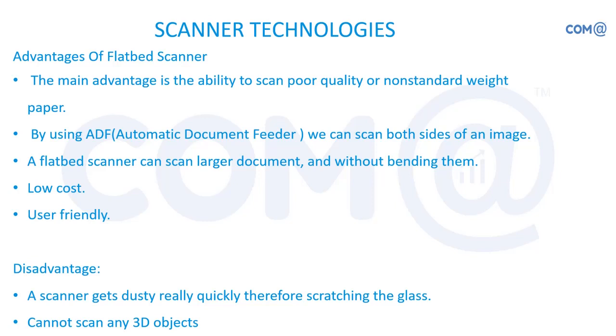Main advantages: the ability to scan poor quality or non-standard weight paper. Whatever the thickness of the paper, it's not a problem. We can just keep it over the flatbed and read it, right? By using ADF, automatic document feeder, we can scan both sides of an image. If the scanner is like a printer size, we can insert the paper, and it will have a reading option built on both sides. So at a time we get two sides of a paper read by the scanner. It is low cost and user friendly.